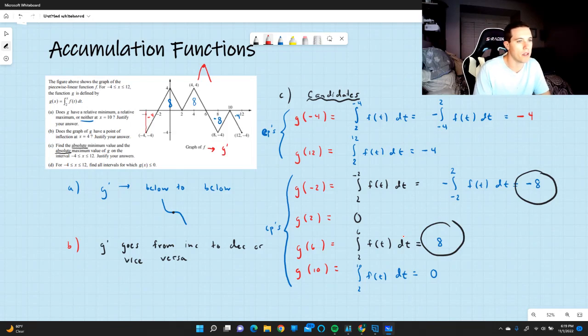Okay. This is the part where I want you to be able to talk about the maxes and mins, relative maxes and mins of the original function, find the inflection points of the original function, and find the candidates for the absolute max and absolute min, and then evaluate these values using accumulation to find the actual values.